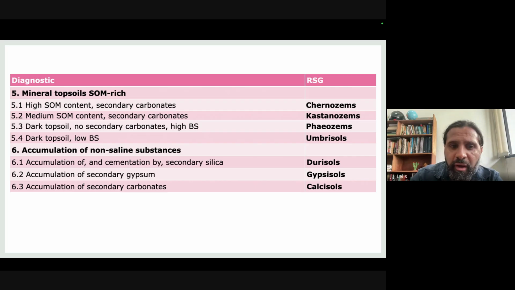If you have accumulation of non-saline substances at subsurface, especially, but also at surface, like for example silica, gypsum, or carbonates, you have three options. In the case of accumulation of silica, you have the Durisols. In the case of accumulation of gypsum, Gypsisols. In the case of the accumulation of carbonates, Calcisols.